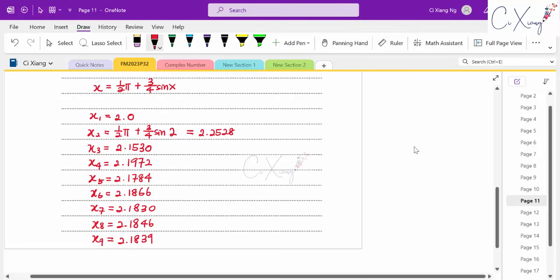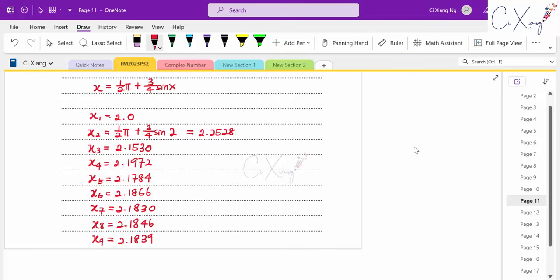For the consecutive three values here, when you investigate the values to 2 decimal places, you will see that they are equal to 2.18. So I think it is enough for us to conclude that the root for this question is 2.18, correct to 2 decimal places according to the instruction of the question.